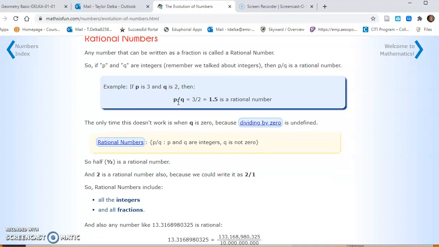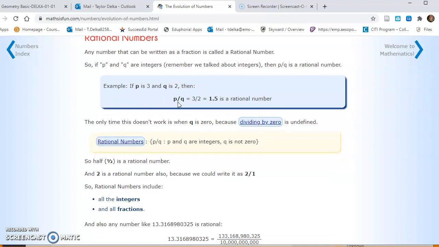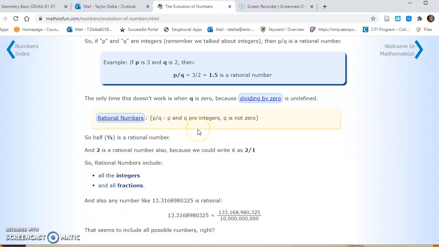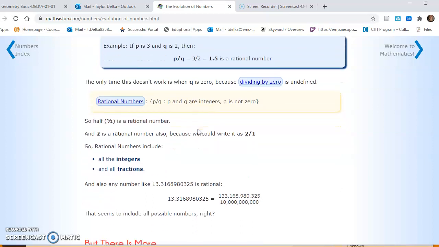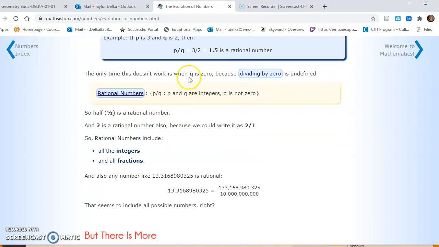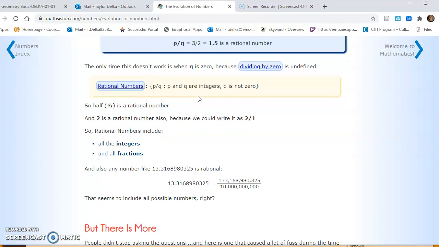And then we have rational numbers. This is a number that's written as a fraction. So if p and q are integers, 3 and 2, then 3 slash 2, which would be a fraction, is actually, when you divide that on a calculator, 1.5. This is where rational numbers come in. This is where they have fractions and decimals involved. The only time this doesn't work is when q, the bottom part of a fraction, is 0, because you can't divide by 0. So that number then becomes undefined.